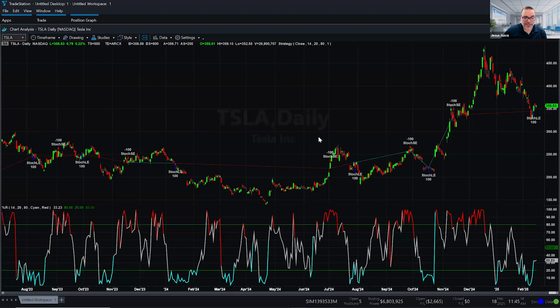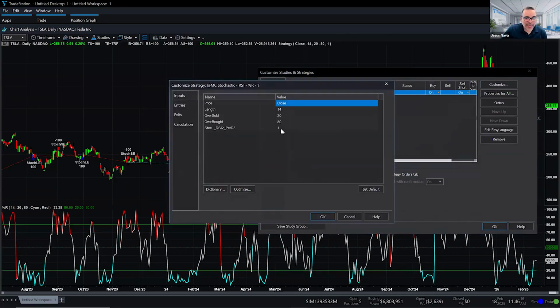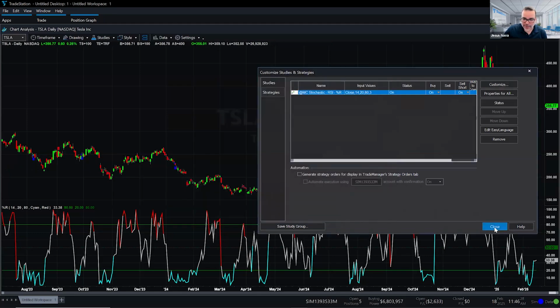As we said earlier, this is a strategy that will default to stochastic. But if I want the strategy to be based on the percent R, all I need to do is double click on the strategy signal. I go into edit strategy. I'm going to click customize here and change my input, the one that I created, to number 3, which is the percent R. That's the percent R strategy, it uses the percent R condition. I'm going to click OK and click on close.